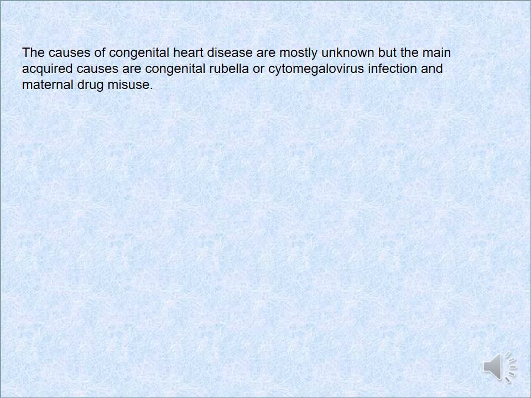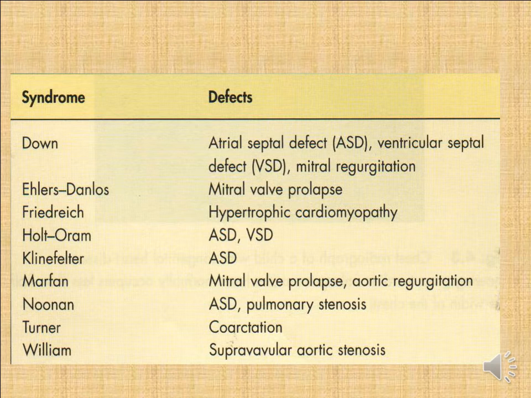The causes of congenital heart disease are mostly unknown, but the main acquired causes are congenital rubella or cytomegalovirus infection and maternal drug misuse. There are syndromes that lead to heart disease, like Down syndrome. The defects are atrial septal defect, ventricular septal defect, mitral regurgitation; Ehlers-Danlos syndrome, mitral valve prolapse.